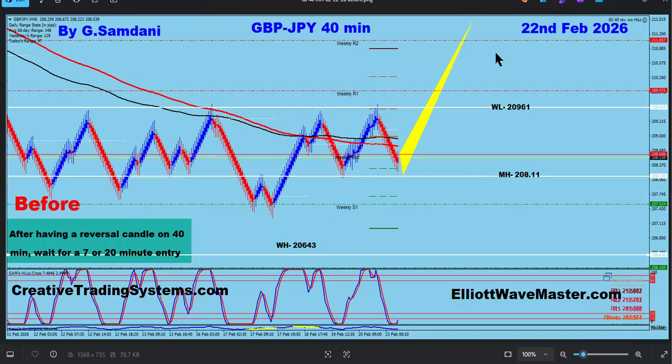But then again, we do not open the trade blindly, right? We wait. We look, read what it is, after having a reversal candle on the 40. If you don't have a reversal candle, no trade, no long trade at all. Don't even think about it. I don't even look at it.